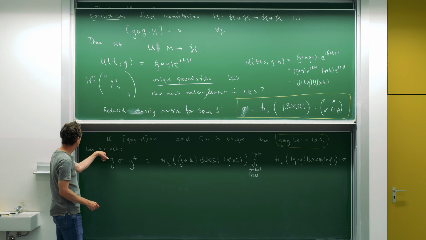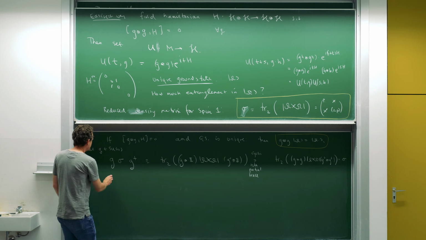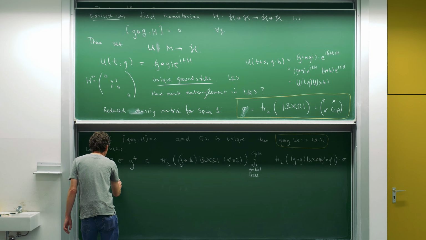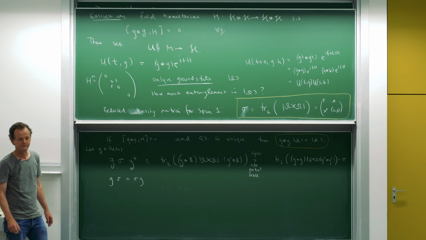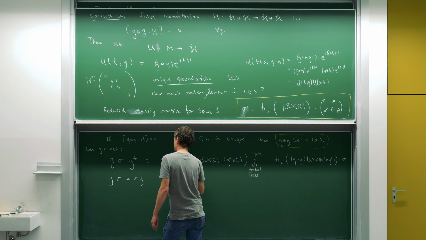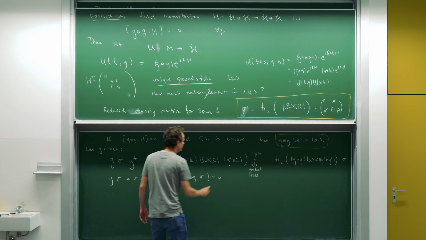So we know for all rotations, g sigma g dagger is equal to sigma. There's another word for this. That's the same as saying that g sigma equals sigma g, or that, well, that's already enough to apply Schur's lemma, the commutator is 0.